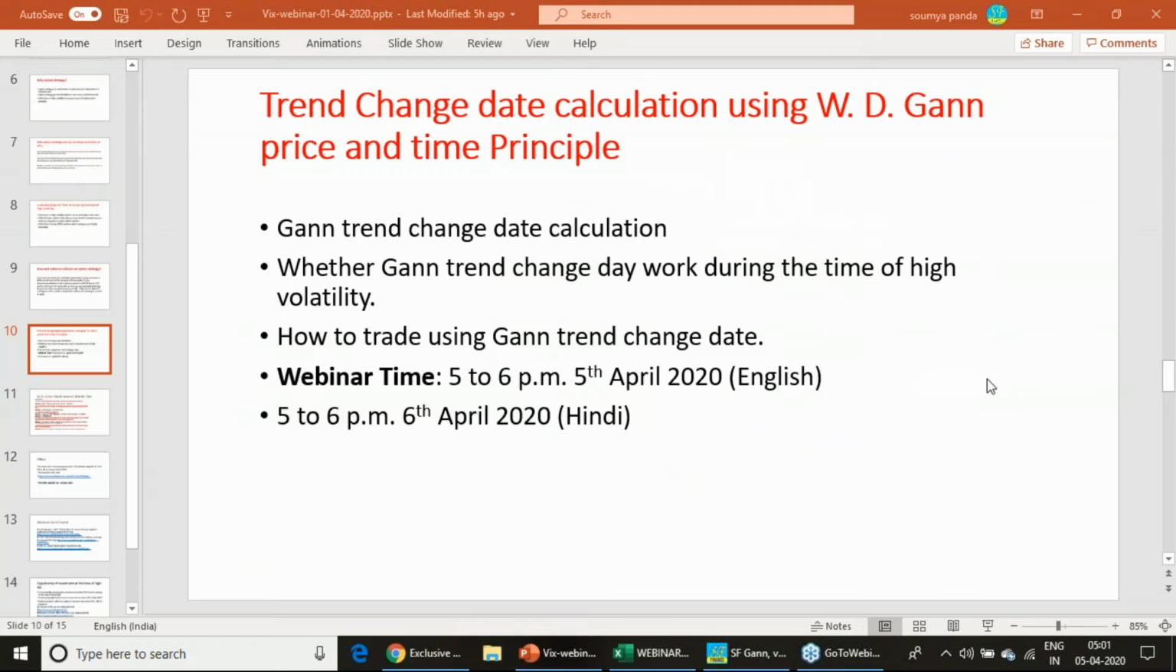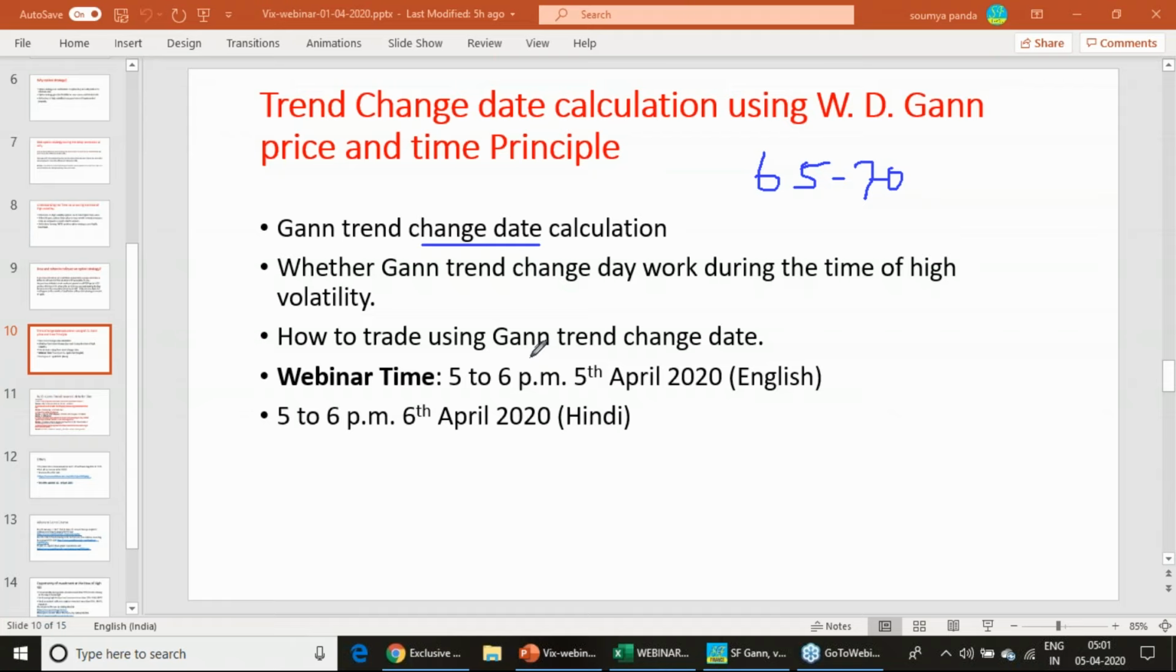Then the month of April, the entire month is in your hand. You can try to check it, try to validate it, how far it is true. But again, I will tell you, the Gann's time analysis principle gives 65 to 70% accuracy. So this is the rate of accuracy on this. So what you are going to learn in this? First, the trend change date, the day the trend is going to change. So that trend change date you are going to calculate mathematically.